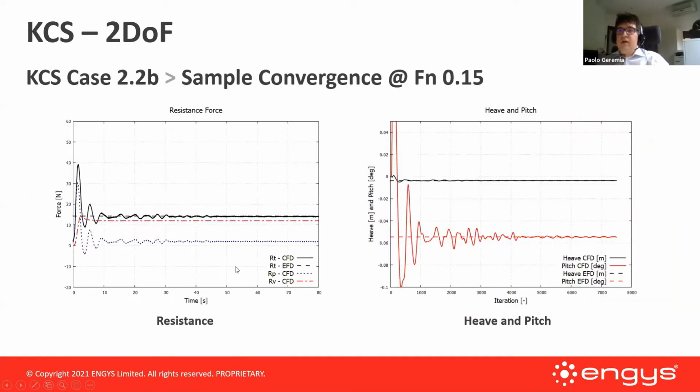And this is the convergence from one of the cases I picked up. So this is one of the 0.15 Froude number, lower speed. Sorry, the dash black line represents the experiments, and the continuous line represents the CFD. And the 2 red and blue are the viscous and pressure components respectively. Whereas here on the right, we have the heave and the pitch. You can see here there is a good convergence and also a good matching of the results.